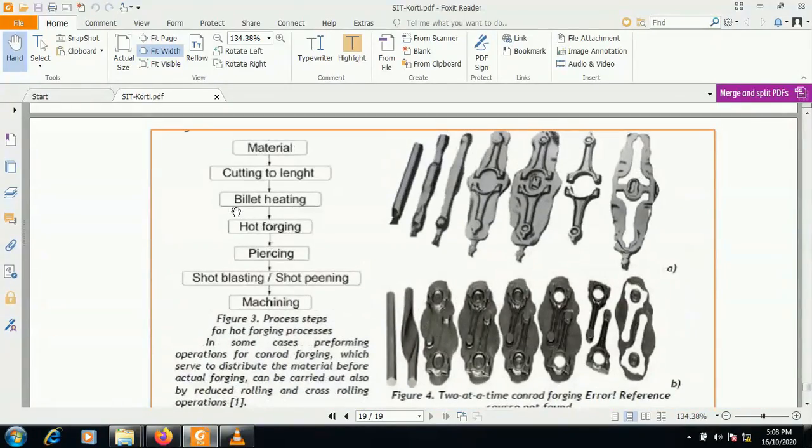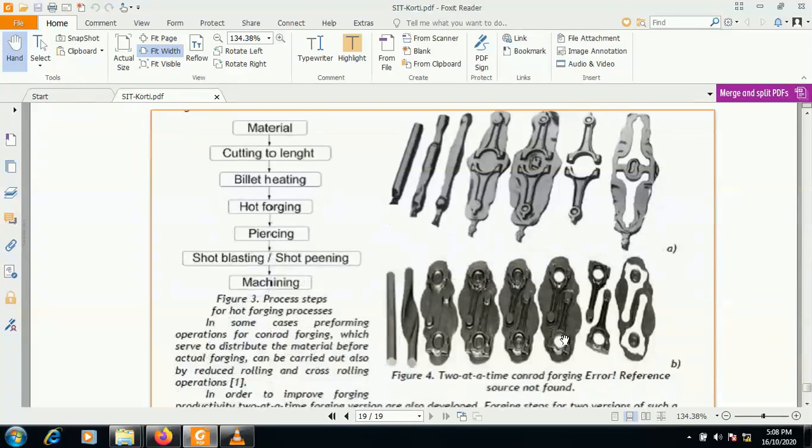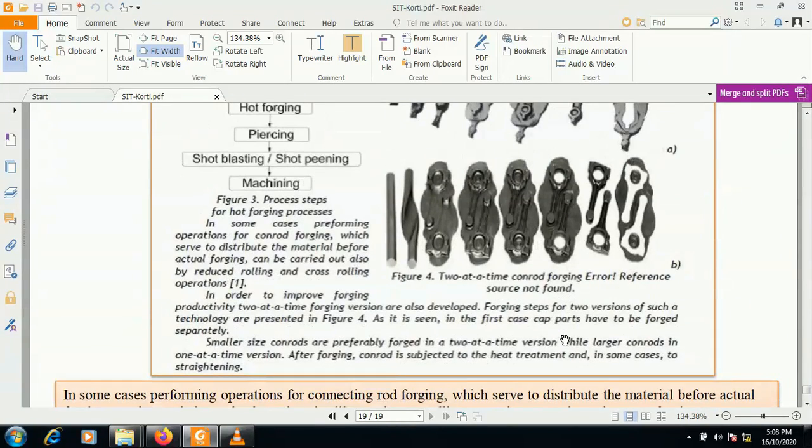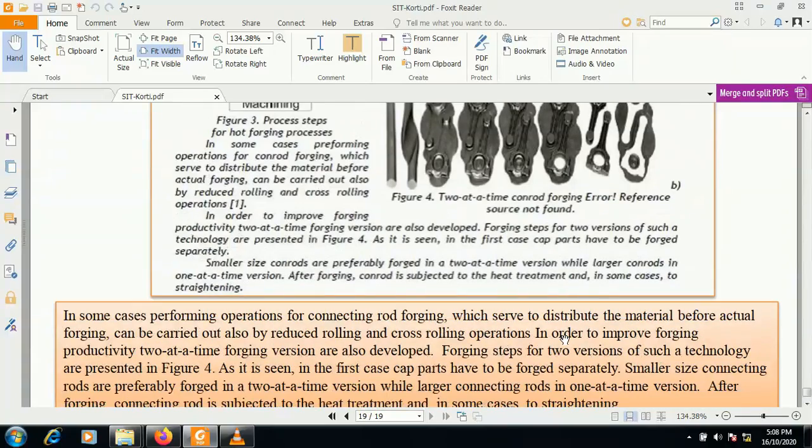Here you can see this is the flow chart. This is the material cutting to length. After cutting to length, the billet is heated. After heating, hot forging is carried out. Piercing is carried out. Shot blasting or peening is required to increase the hardness. And last is the machining. After machining, you will get the required accuracy and surface finish on the forged component.